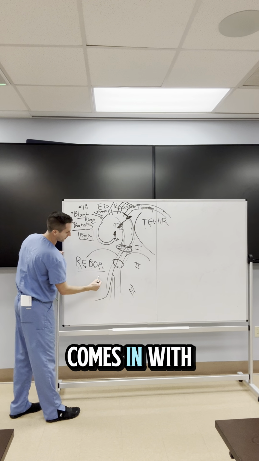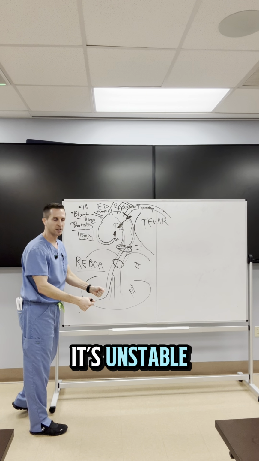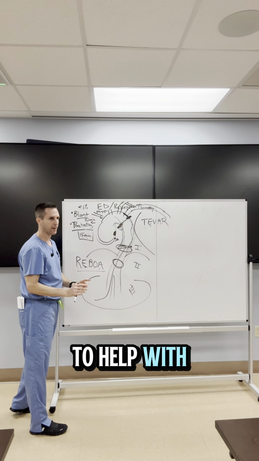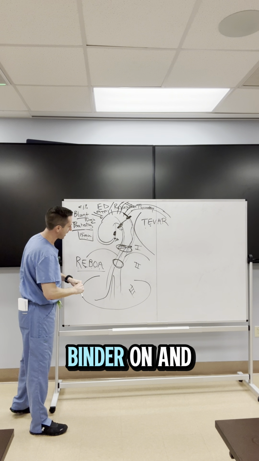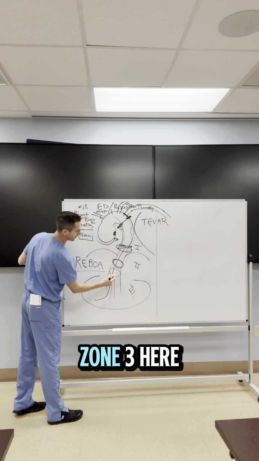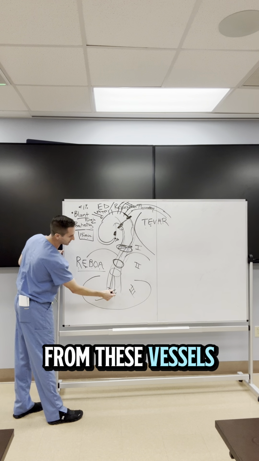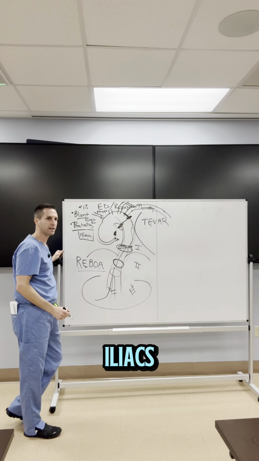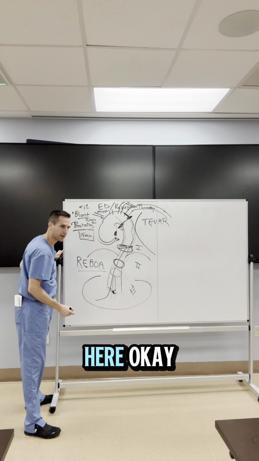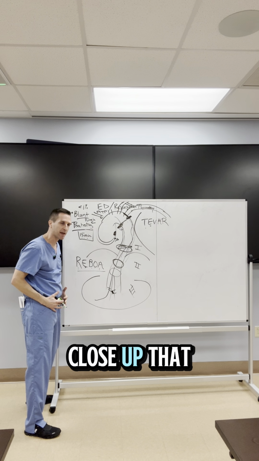So if someone comes in with a really bad pelvis fracture, and you feel their pelvis and it's unstable, what can you do in the interim in the trauma bay to try to help with that? Put a pelvic binder on. And then theoretically, too, you can use the REBOA in Zone 3 here to help get control, because they're bleeding from these vessels that come off of the internal iliacs. And that's what IR would then do if they were to go and embolize something here. Okay? But the binder is going to close that space and close up that volume.